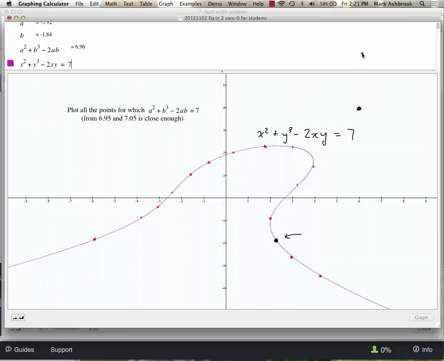Let's do cards, please. Let's do cards. Sorry.